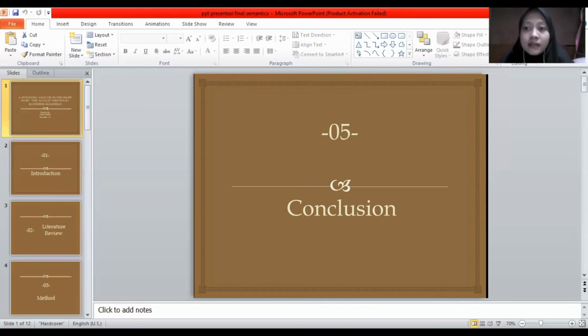And then conclusion. Based on the finding and discussion, it is concluded that in the short story with the title The Voyage, which was written by Katherine Mansfield, it was found 14 categories of hyponym. They were hyponym of transportation, hyponym of number, hyponym of animal, hyponym of bird, hyponym of color, hyponym of food, hyponym of male, hyponym of female, hyponym of clothes, hyponym of hair, hyponym of size, hyponym of distance, hyponym of age, and hyponym of part of body.